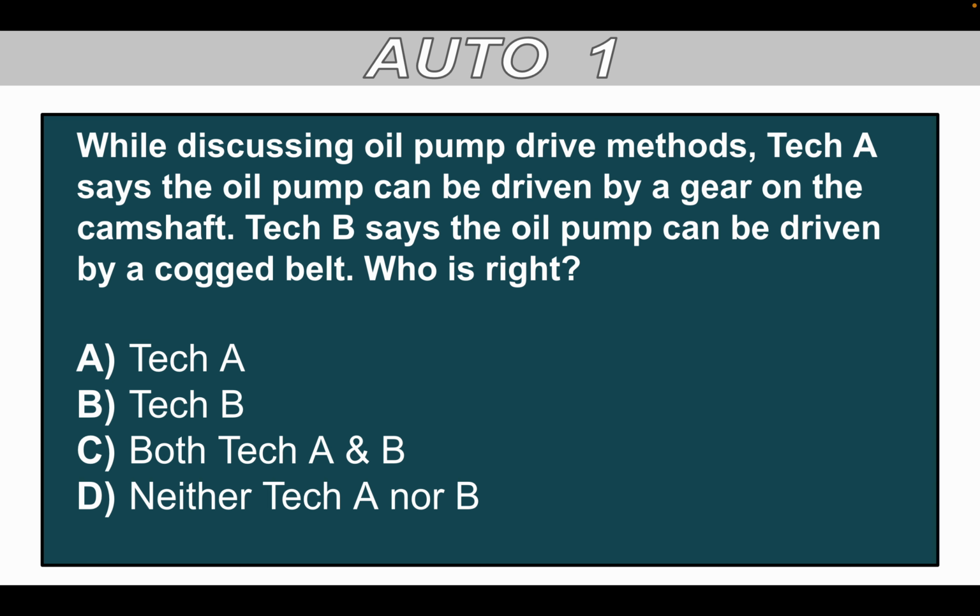Tech A says the oil pump can be driven by a gear. Does it matter where the gear is at? In this case, the camshaft. The camshaft spins, but it's in time with the crankshaft. The key word here is the gear. Tech B says the oil pump can be driven by a belt. In this case, we described the belt as a cogged belt. Those are the keywords that describe how we're driving our oil pump.